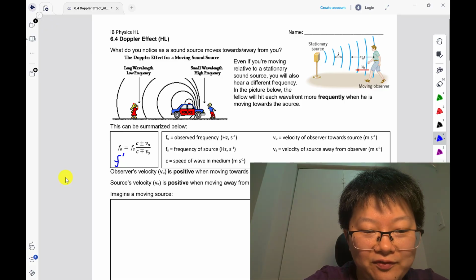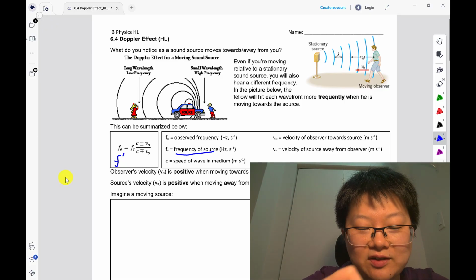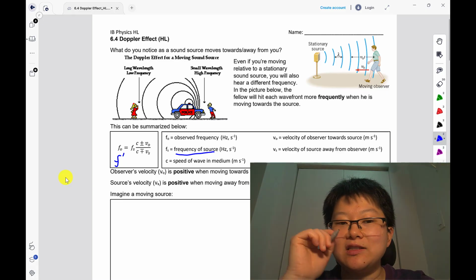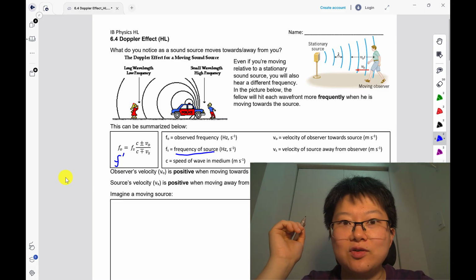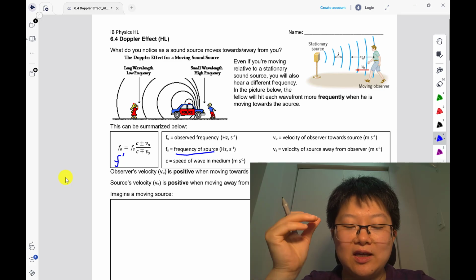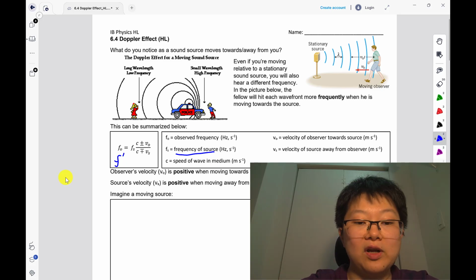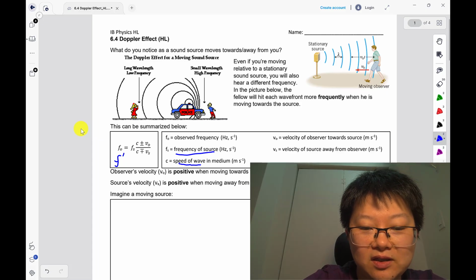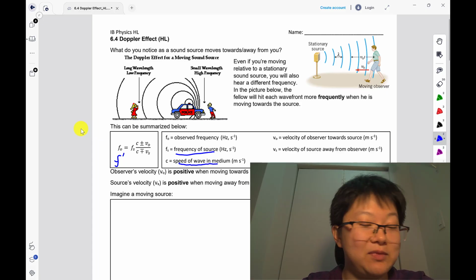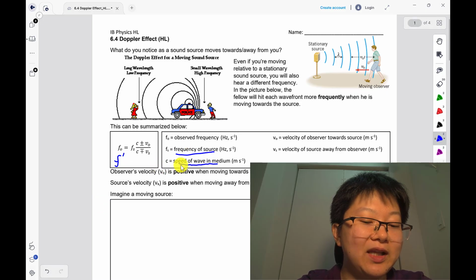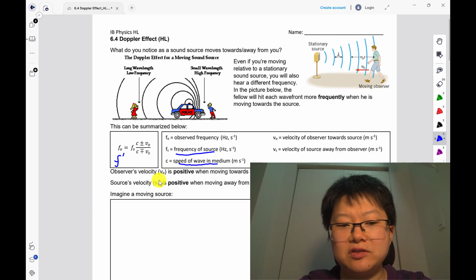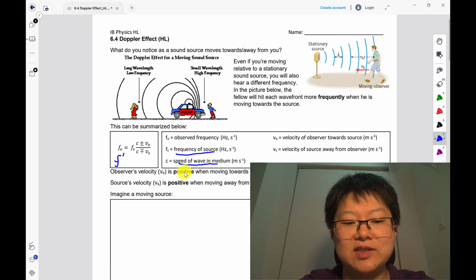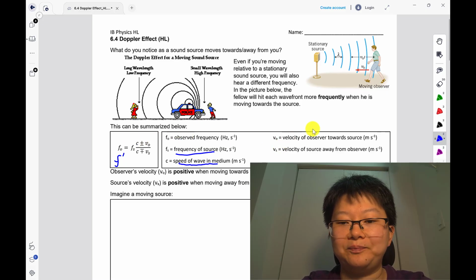Then you have f of s. This is the frequency of the source, and that is unchanged regardless of who is moving. It is the original frequency produced. C is the speed of the wave in that medium. So typically it could be light, which is 3 times 10 to the power of 8 meters per second, or the speed of sound, about 330 meters per second in room temperature air.